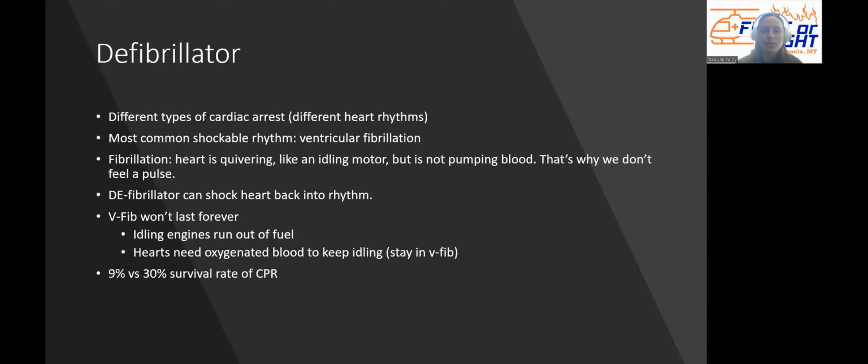So remember, an AED is a defibrillator. So it takes that fibrillating heart and defibrillates it. It shocks that heart back into a normal rhythm so that the heart can actually start pumping blood again so we can get that pulse to return.